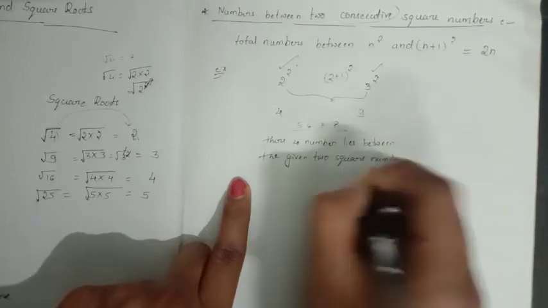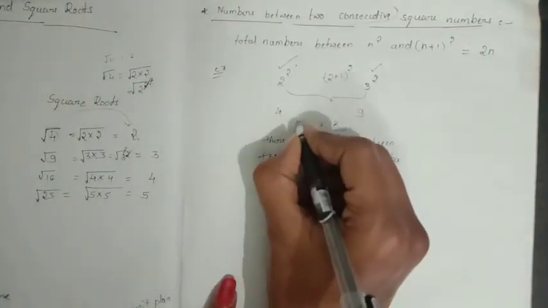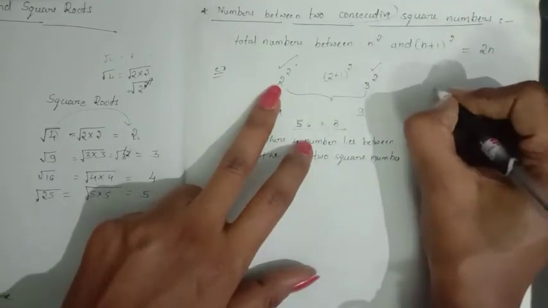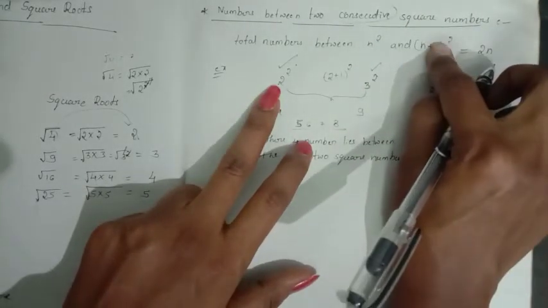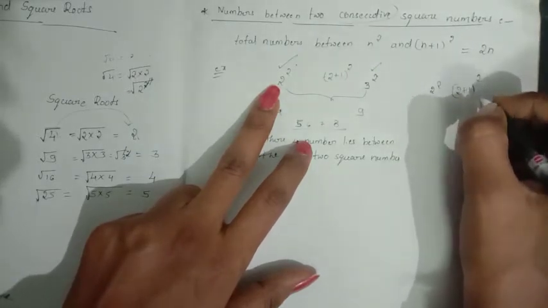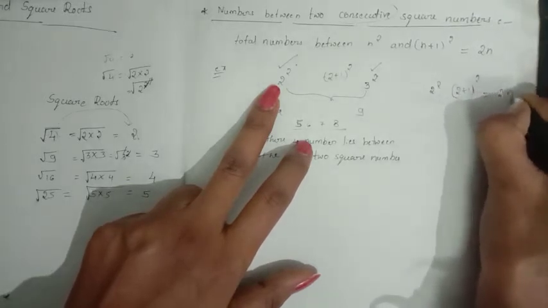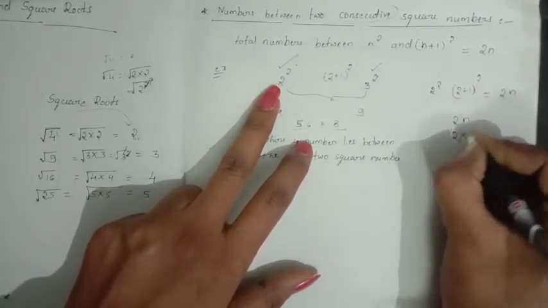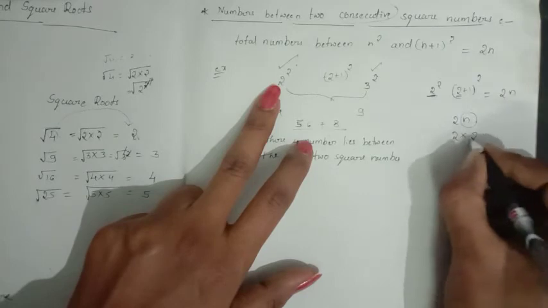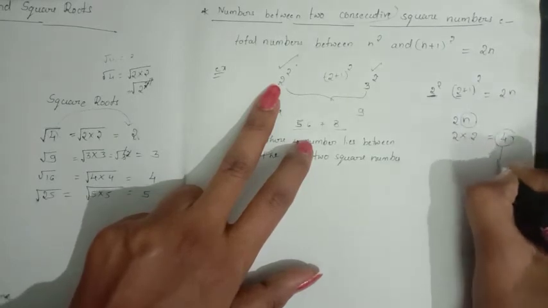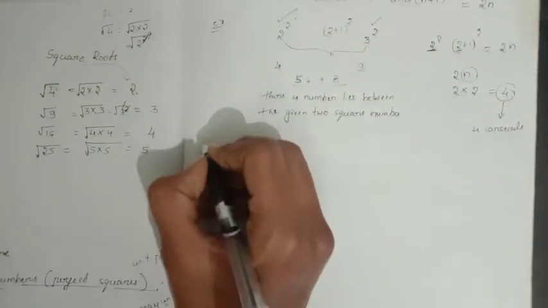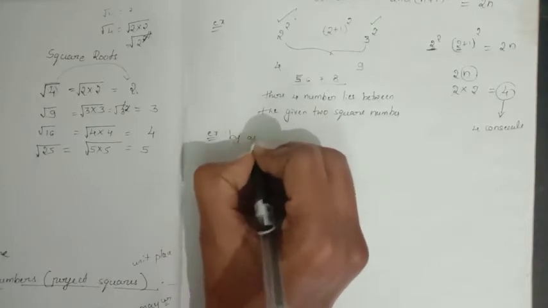This is the usual method, but there is one formula. Directly you can solve this by using the 2n formula. What is n square here? That is 2 square. What is n plus 1 whole raised to square? That is 2 plus 1 whole raised to square. Which is equal to 2n, so use the 2n formula. 2 into n, where n is 2. So 2 into 2 is 4. That means 4 consecutive numbers lie between them. Now we will take another example by applying the formula.